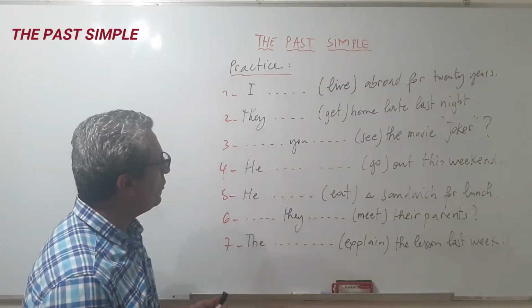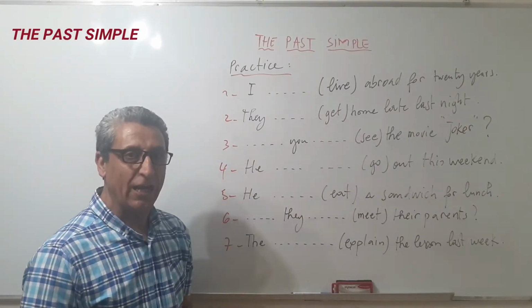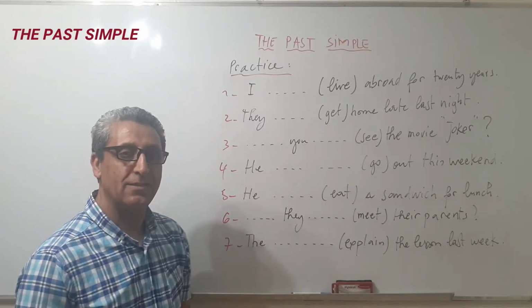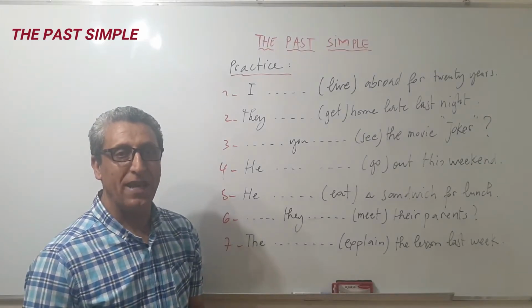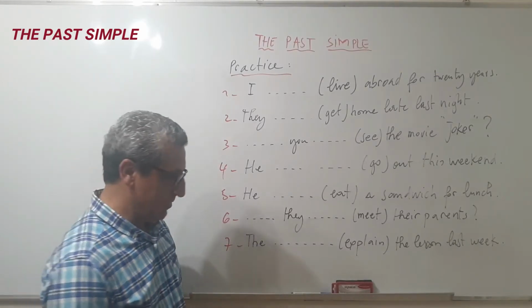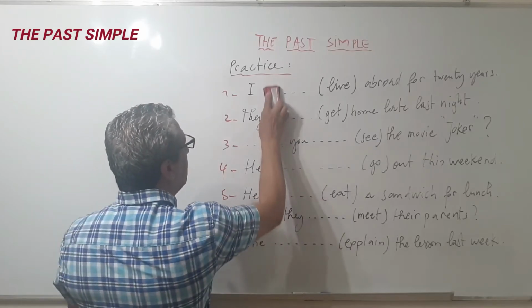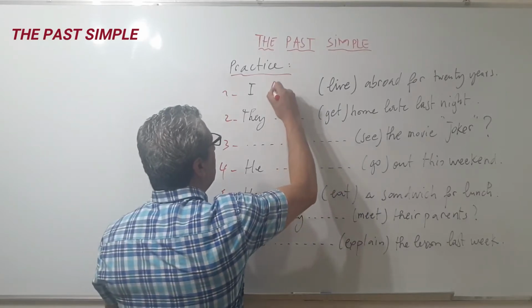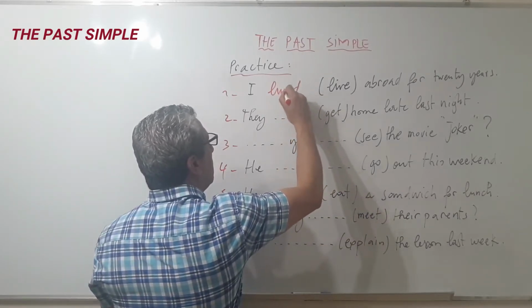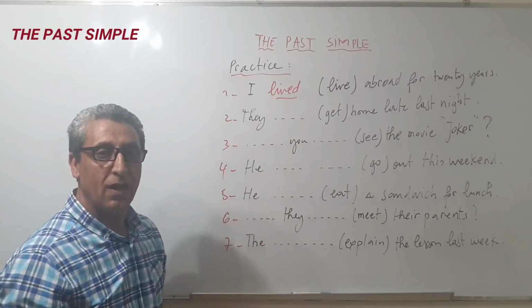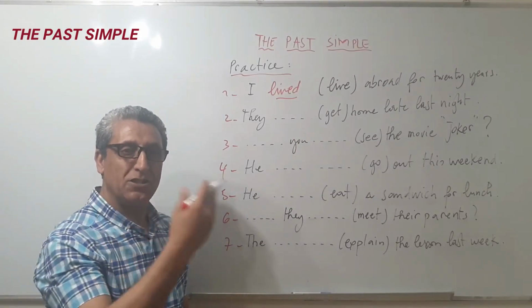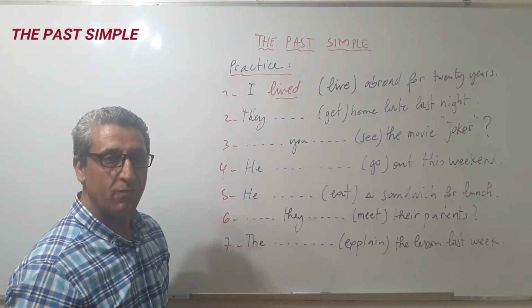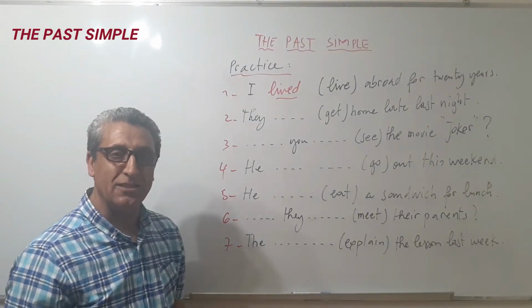Live is a regular verb. So I help you. What is the answer? Yes, very good. The answer is lived. I lived abroad. Abroad means outside my country. I lived abroad for 20 years. Excellent. We move to sentence number 2.